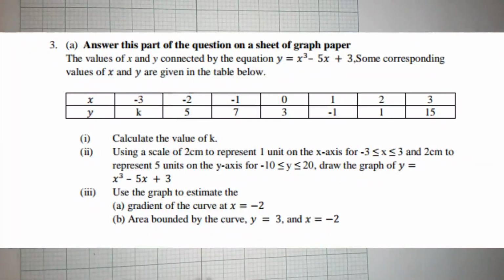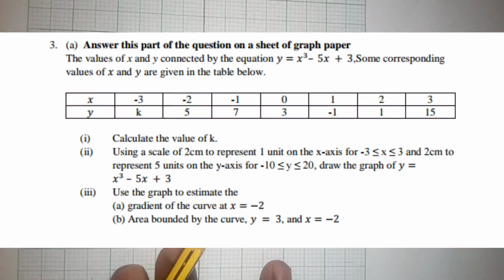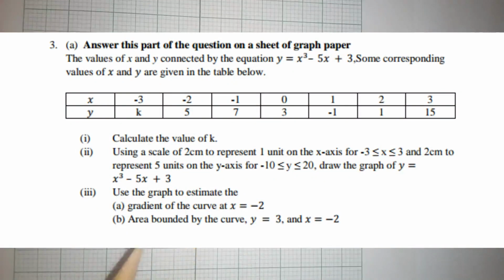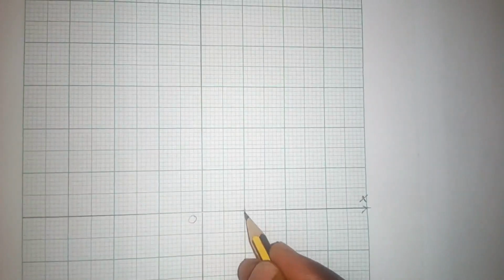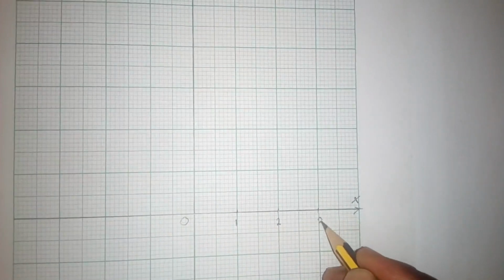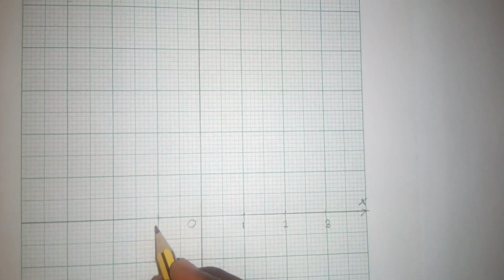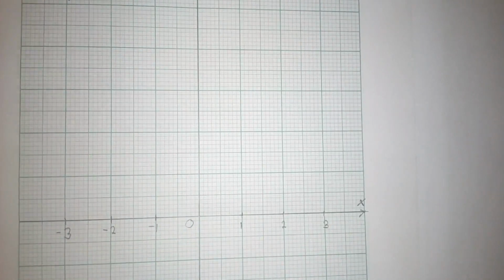Now let's try to follow the statement. There's a statement which says using the scale of 2 centimeters, we know each box is 2 centimeters, to represent 1 unit on the x-axis. So we know that 2 centimeters, this is 0, 1 supposed to be here, 2 here, the range is from -3 to 3. So this is 3, here -1, here -2, here -3. So we're done with the x-axis.